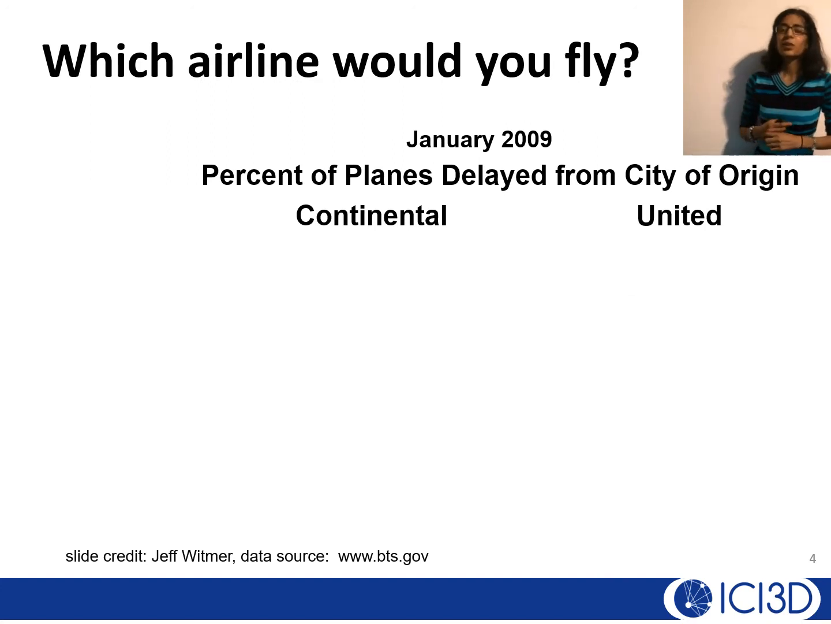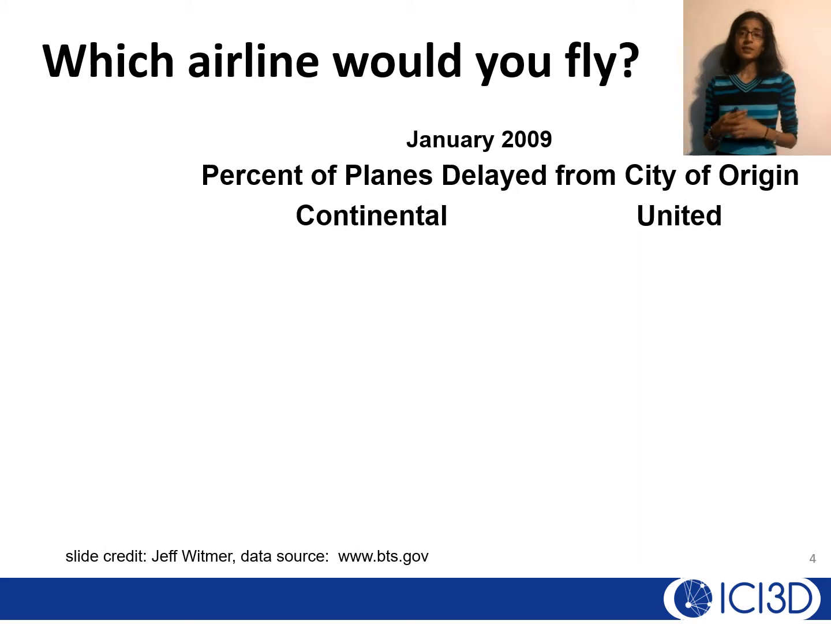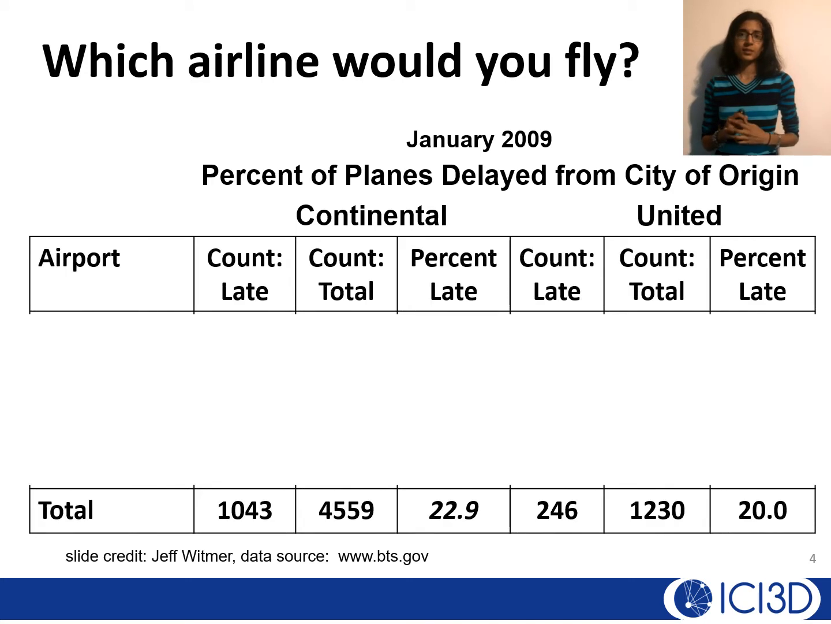In another example of confounding, let's look at the delays in flights for two airlines. Suppose you were choosing whether to fly Continental or United. Based on the aggregate data, you would probably choose to fly United. 20% of United flights are delayed, versus 22.9% of Continental flights.